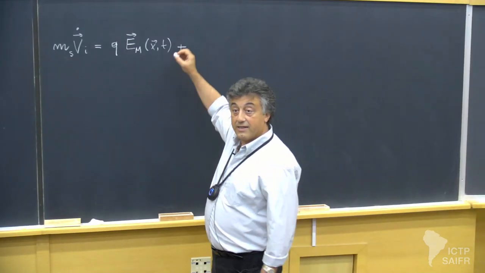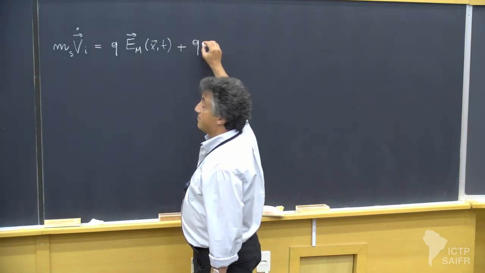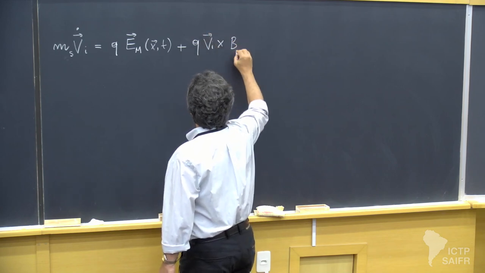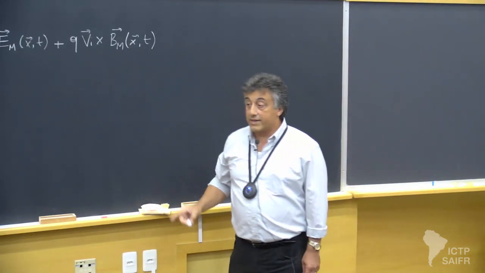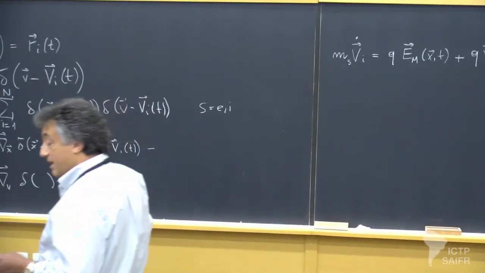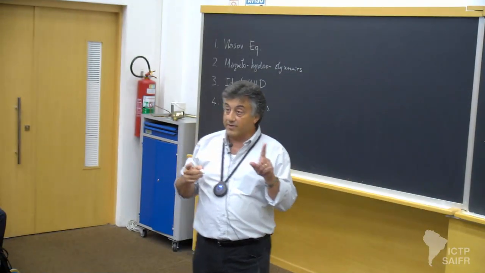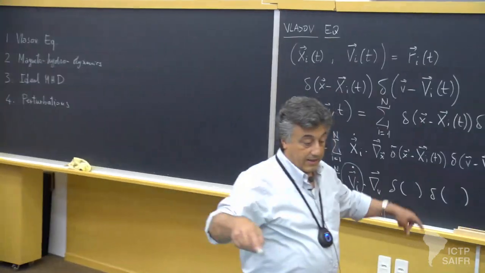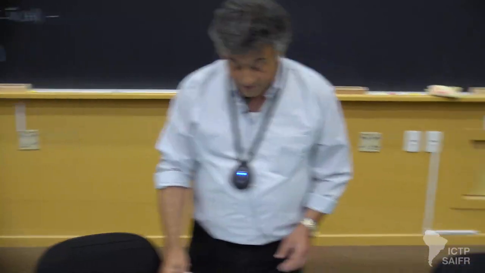In the presence of a magnetic field, how would you write the force here? Okay? Where this E_m and B_m, m stands for microscopic. So what I mean is that this is the electric field and magnetic field on the particle of type i produced by all the other particles in the system. How do I do that?